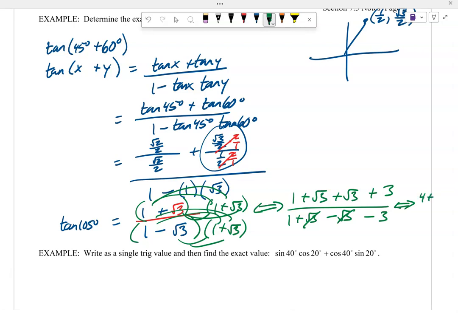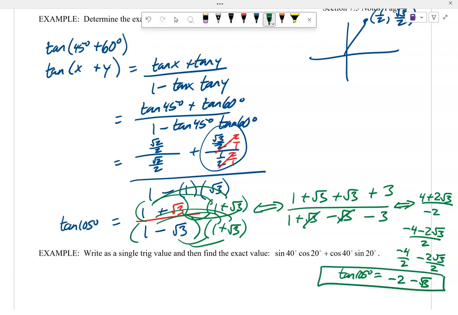So 4 plus 2 root 3, all over 1 minus 3, which is negative 2. So I'm going to take that negative up top. That'll change both of those signs. And notice the 2 goes into both of them. So this is negative 4 over 2 minus 2 root 3 over 2. So negative 2 minus root 3. That's what tangent of 105 degrees is. Negative 2 minus root 3. Okay.